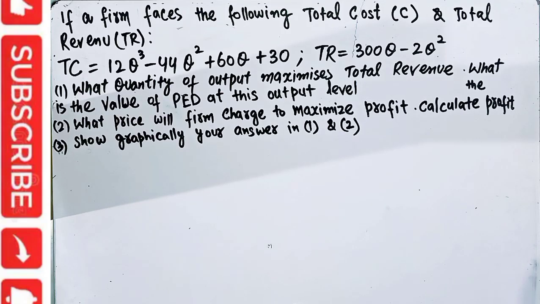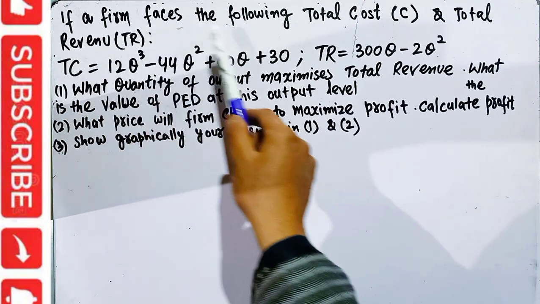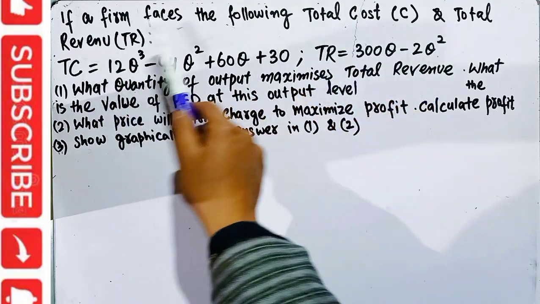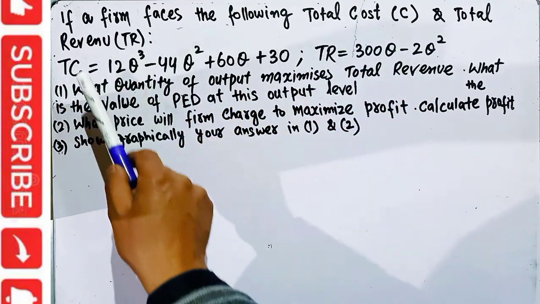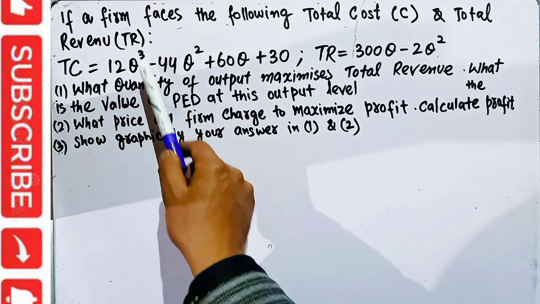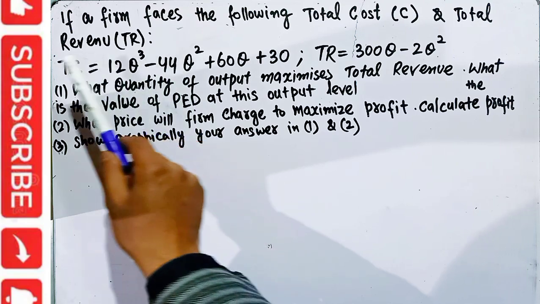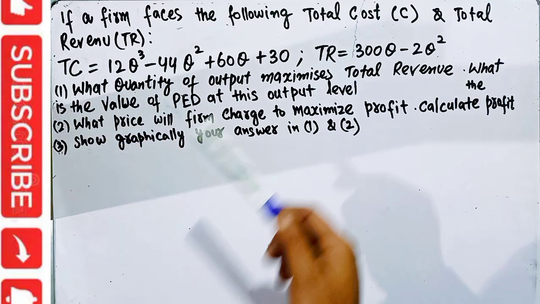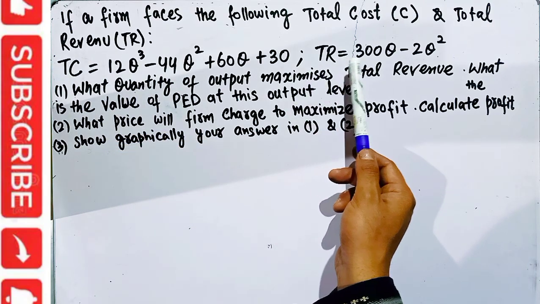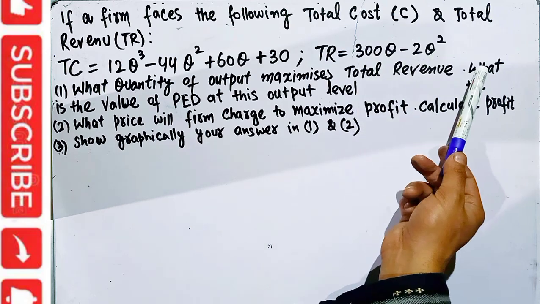In this video, we will solve a question that deals with revenue maximization, profit maximization, and price elasticity of demand. The question is, if a firm faces the following total cost and total revenue functions, total cost is equal to 12q cube minus 44q square plus 60q plus 30, where q denotes the output and TC denotes the total cost, and the total revenue function is equal to 300q minus 2q square.